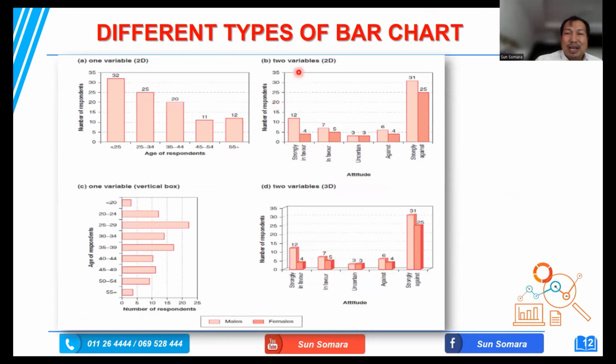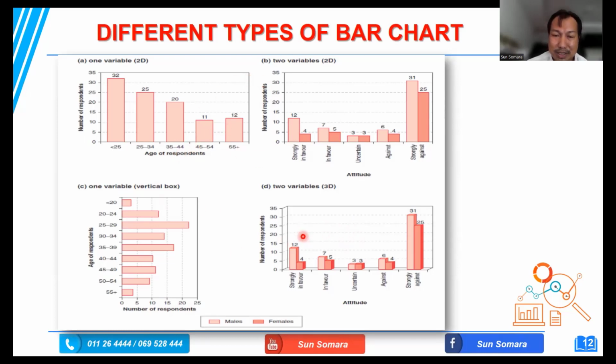So here are different types of bar chart. You can have one variable, two variables, one variable vertical, and two variables vertical. This one is 3D, 2D, 2D. Age, and this one is number of respondents. So anyway, we just use that part.